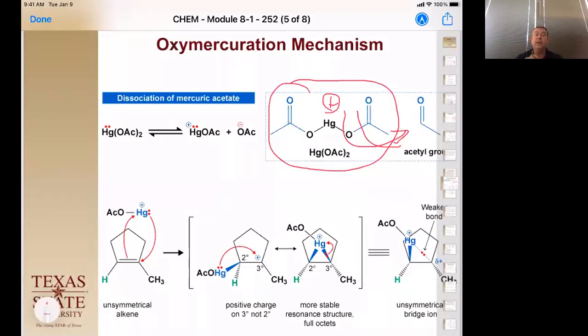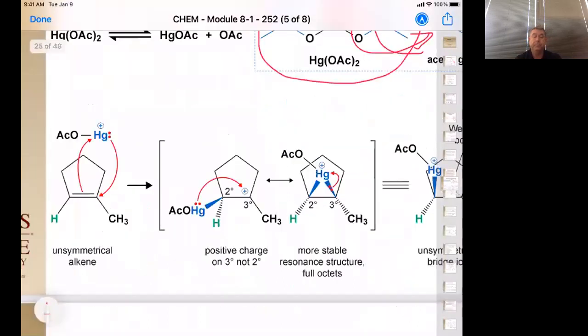So if we're bringing a positive charge in, then we're going to end up with a positive charge on our material here. One possible resonance structure is where we form the tertiary carbocation. But the other, more stable resonance structure is where the positive charge resides on mercury. Mercury is less electronegative. It's more able to stabilize the positive charge.